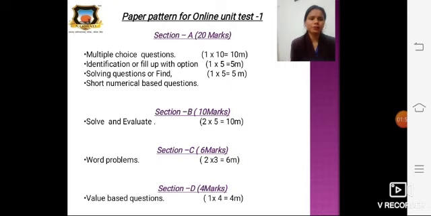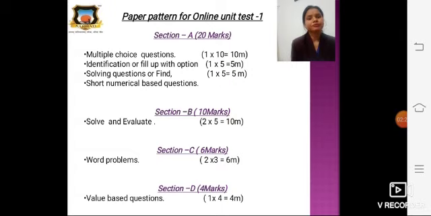All questions are multiple choice questions. In section A, 10 questions will be there and each question is for 1 mark. Then identification, for example, properties: an equation will be there, and from that equation you have to find it out. You have to choose from the options which is the property for this equation, okay? So this kind of question will be there, and each question is for 1 mark and 5 questions will be there.